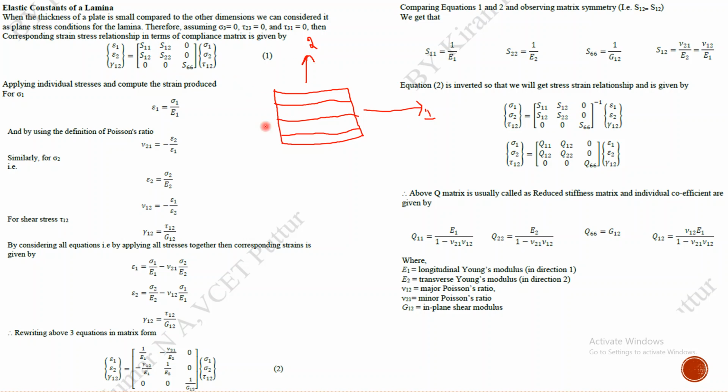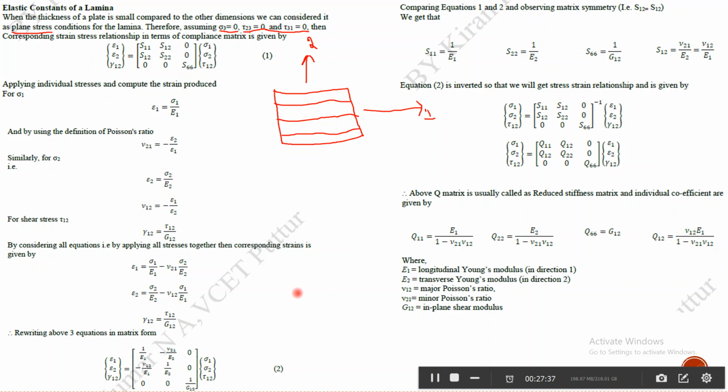Since it is two-dimensional, because the thickness is very small compared to the other 2 dimensions, I can go for the plane stress condition. Plane stress conditions you are already familiar with from your FEM classes. Whenever it is plane stress, the stresses in the third direction are 0. Let us consider the third direction as 3. So the stresses are sigma 3, tau 2 3, and tau 3 1.